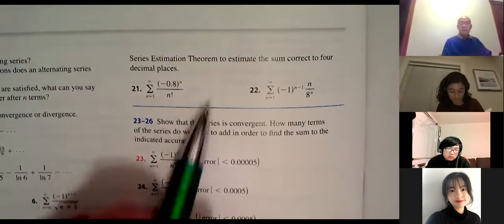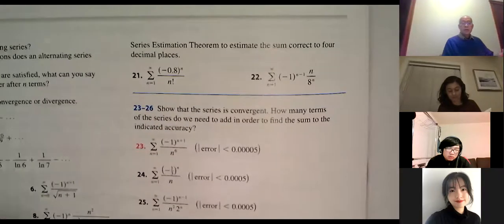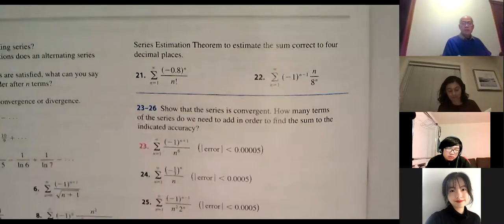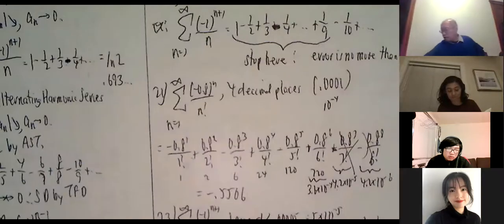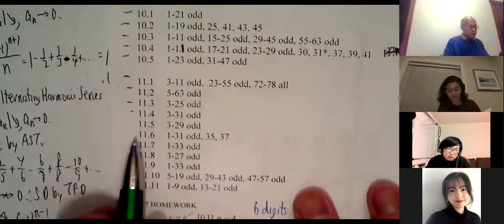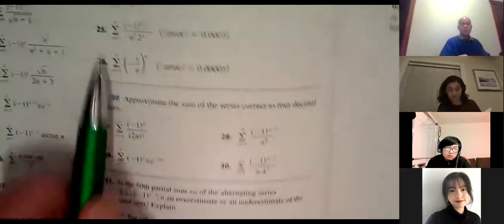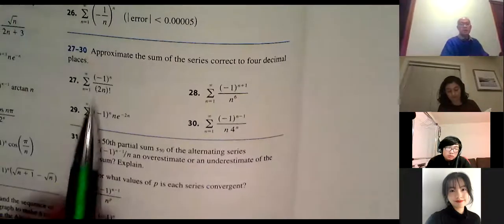Okay, estimate the sum to 4 decimal places. Negative 0.8 to the n over n factorial. So let's see. How far do we have to go here? Up to 29. And yeah, that's just up to here. So I'll show you one of these, and I think that's about it.